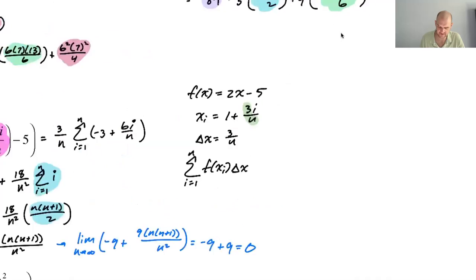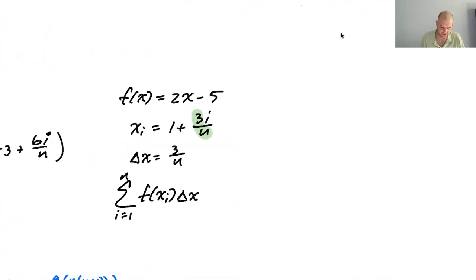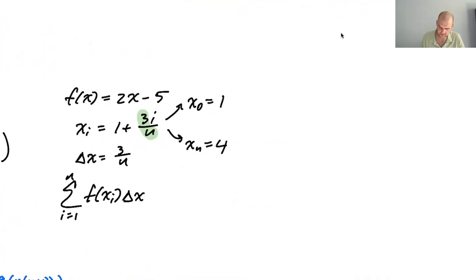So here's a thing that we're going to do a lot, and if you took analysis, you might remember this. First, find x0, then find xn. So x0, if I let i equal 0, this goes to 0, you just get 1. If I let i equal n, you get 3n over n is 3, plus 1 is 4. So 1 and then 4 on the axis.